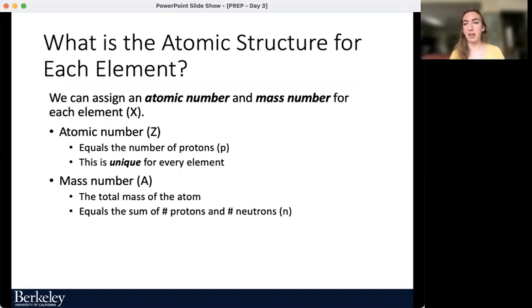And I will justify in a minute why it should be the protons. I see a hand raised.